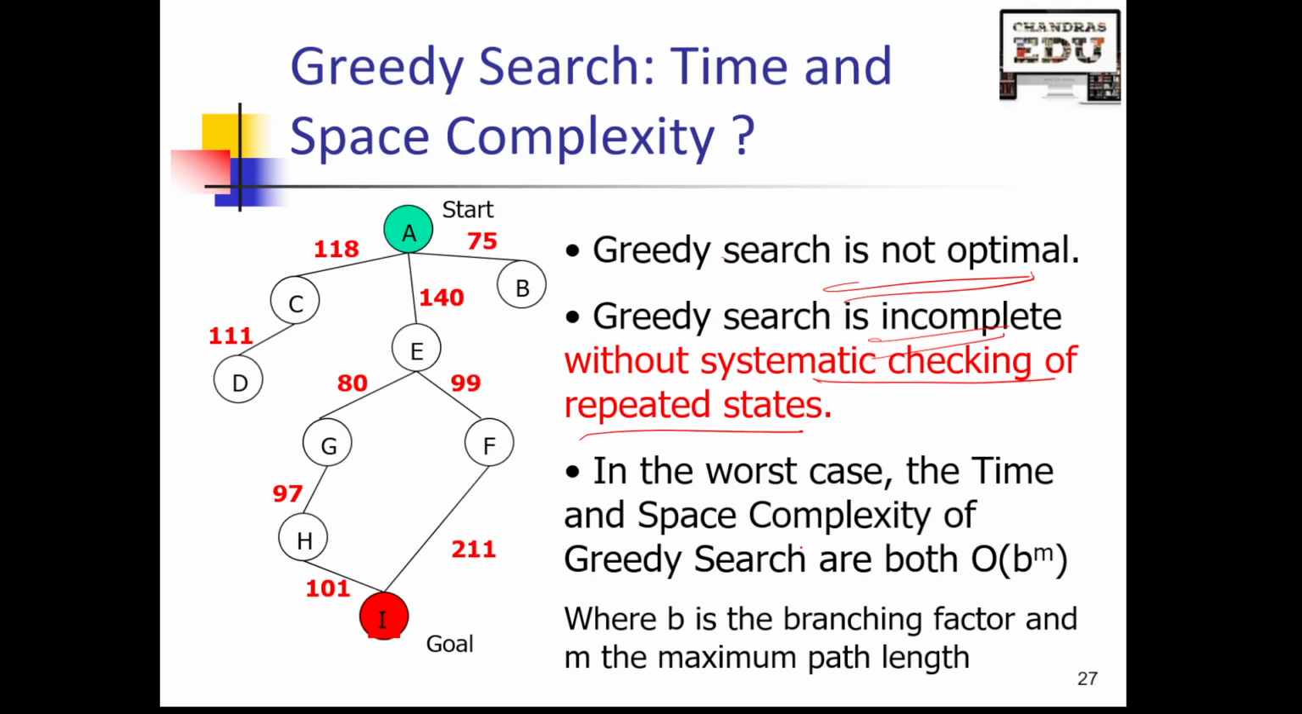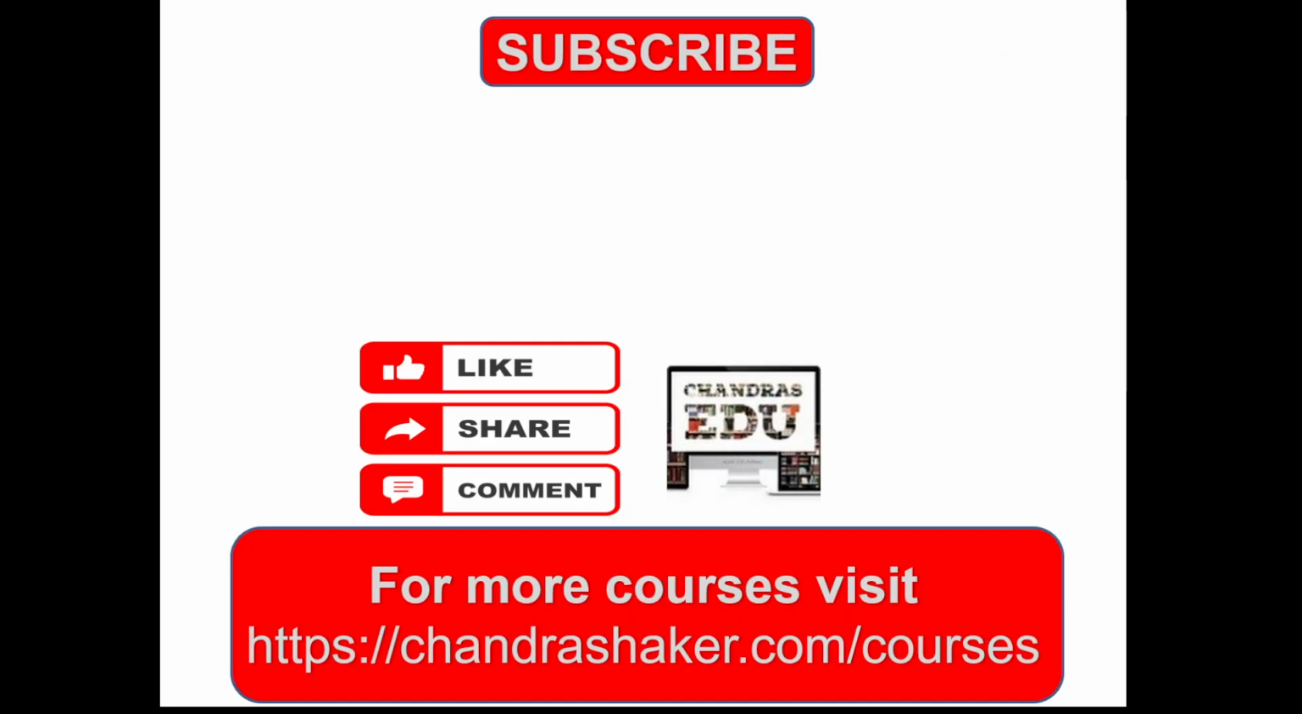So the complexity here is nothing but O of b power m, where b is the branching factor and m is the maximum path length, how much distance it needs to travel in that path to find the solution. Based on that we'll get the time complexity as well as the space complexity. So this is all about the greedy best first search.